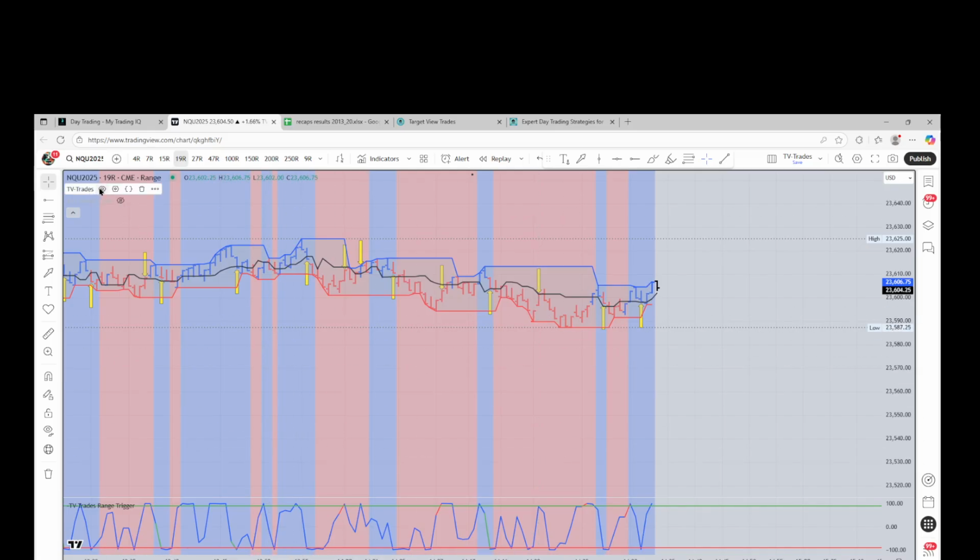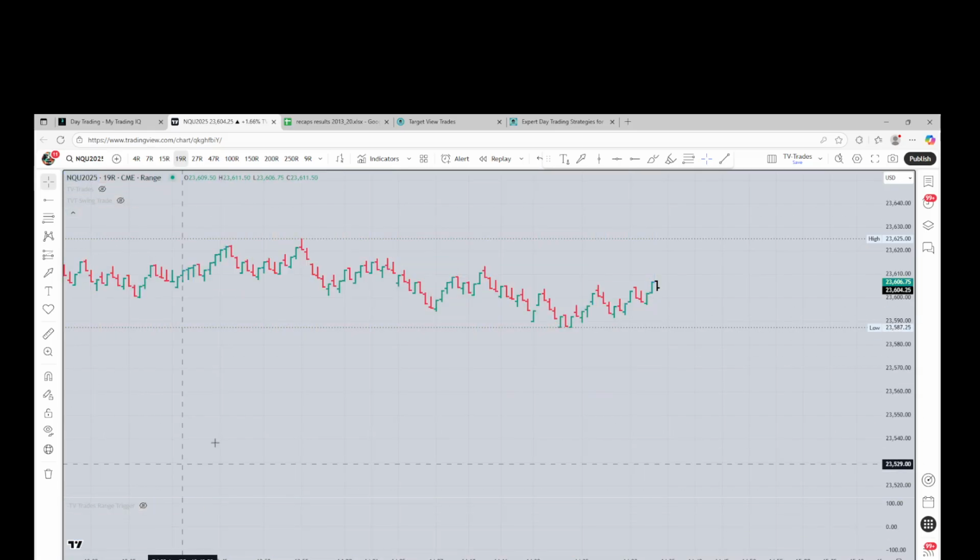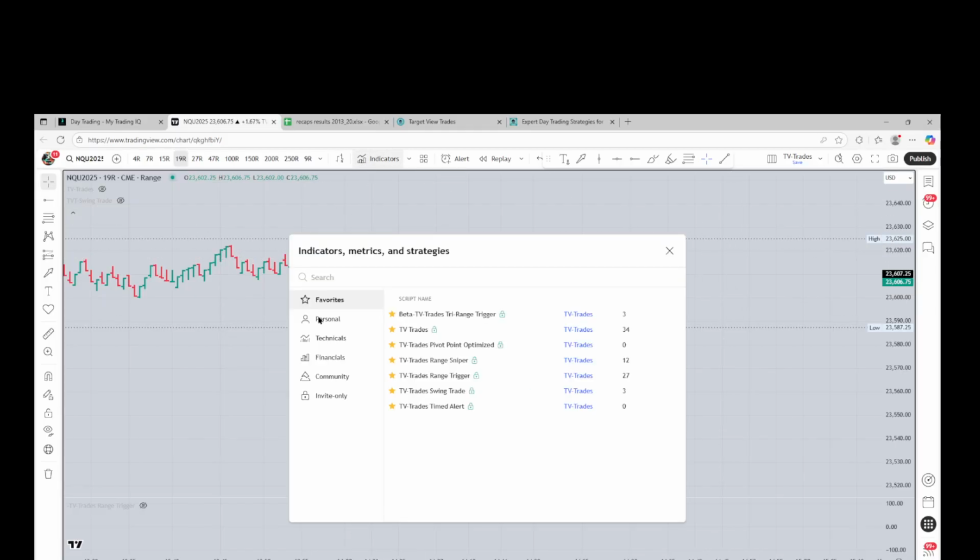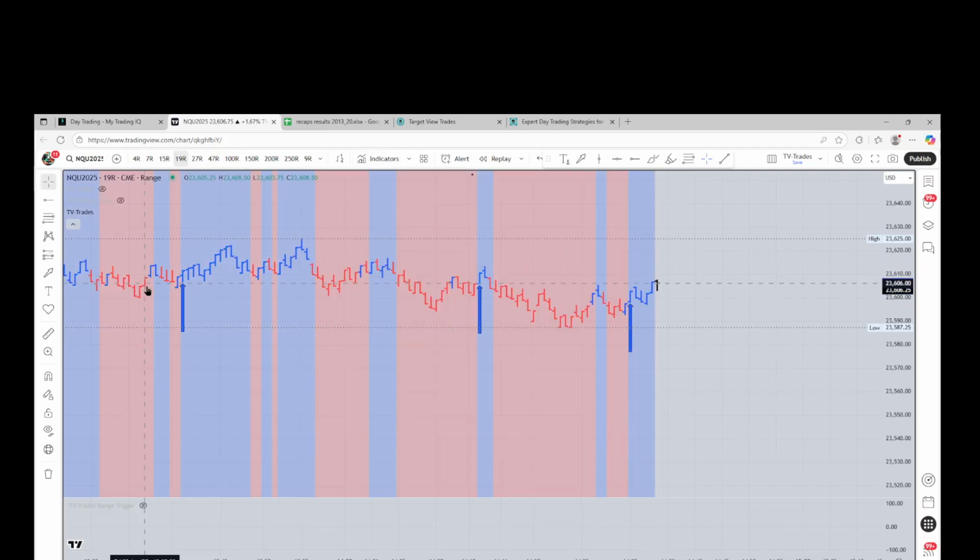To put these indicators on, if you start out like this with no indicators at all, once you're signed up, you would go to indicators like that, and then you put on the TV Trades. By default, when you put the TV Trades on, it's going to have this, which is just the TV Trades.